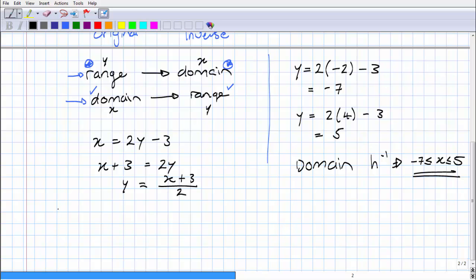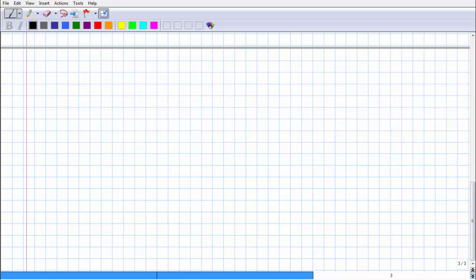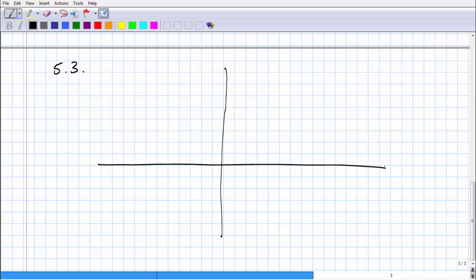The next question says, sketch the inverse in your answer book indicating all the blah blah blah. So let's sketch this thing. So this is 5.3. I'm going to sketch the original, just, oh, it's a horribly skew line, just to make sure that you guys are following. So the original was fairly simple in that we had something along the lines of this.